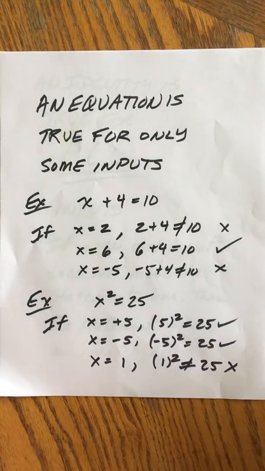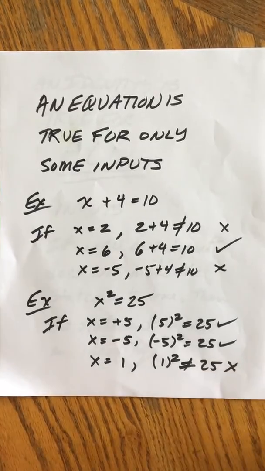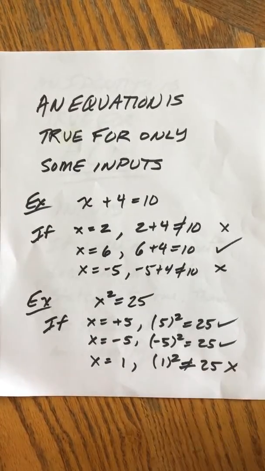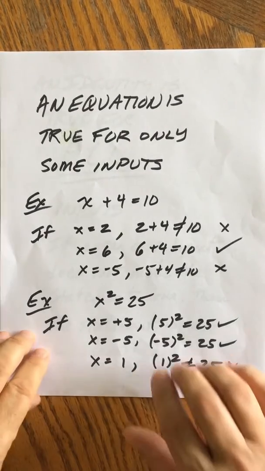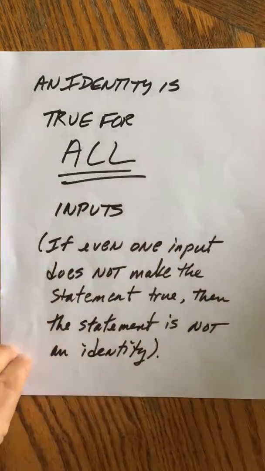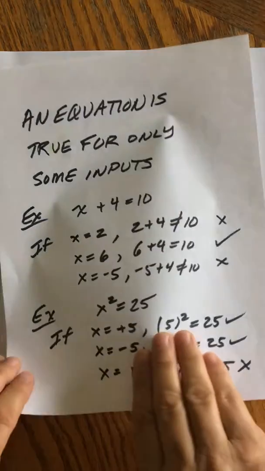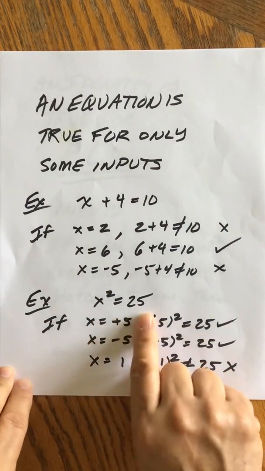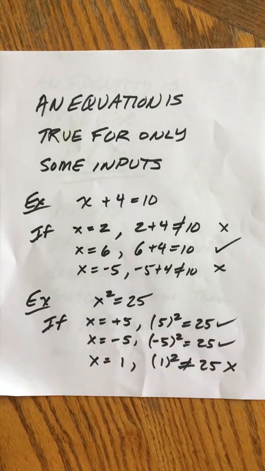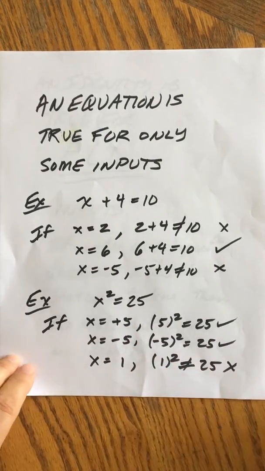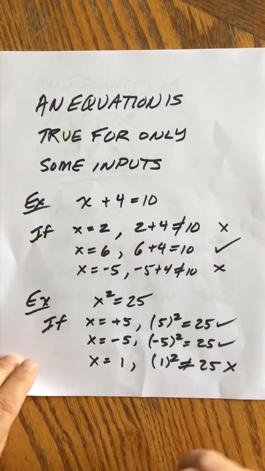Now it can be that you have more than one input that makes the statement true, but it doesn't matter how many inputs make it true. If there's one that makes it false, it is not an identity. So just in contrast, an identity is true for all inputs. So for example, here x squared equals 25. Both +5 and -5 make the statement true, but x equal to 1 doesn't. So this is an equation, not an identity.